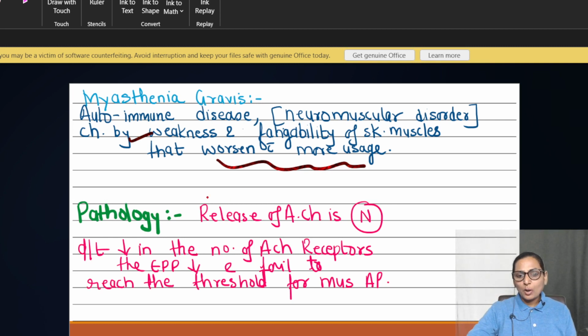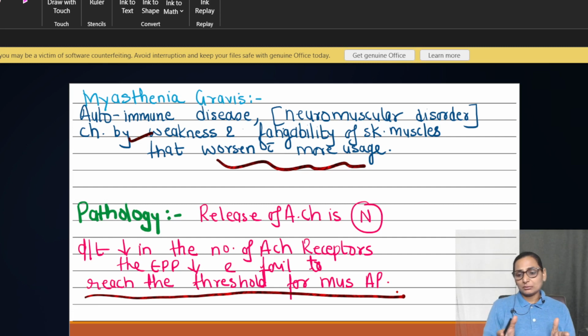Here there is no problem with the release of acetylcholine, which is normal. It is mainly because of a decrease in the number of acetylcholine receptors. Because the number of acetylcholine receptors is less, you don't get a sufficient EPP, that is end plate potential. When you don't get a sufficient end plate potential, you cannot reach the threshold for the action potential. And if you do not have an action potential, that means an electrical event, you cannot get a mechanical event, that is muscle contraction.